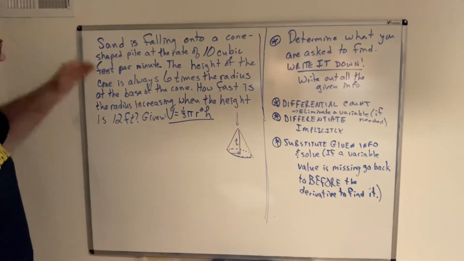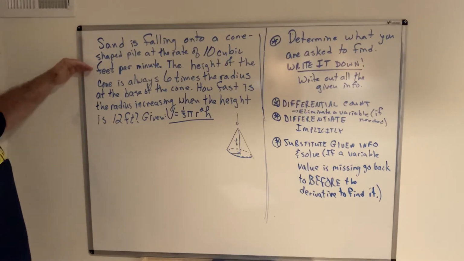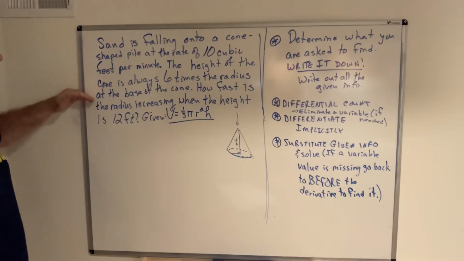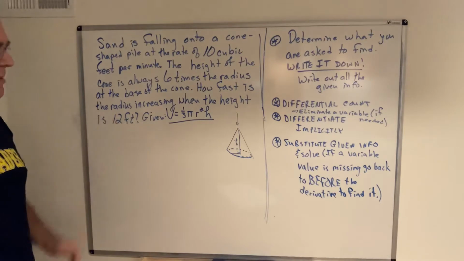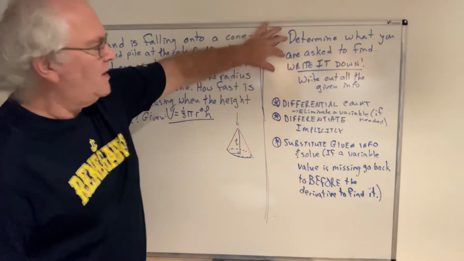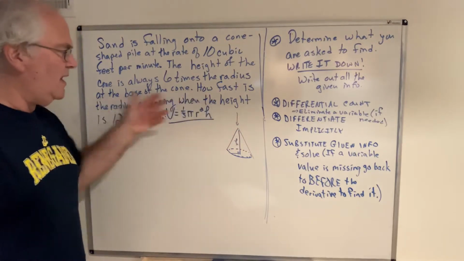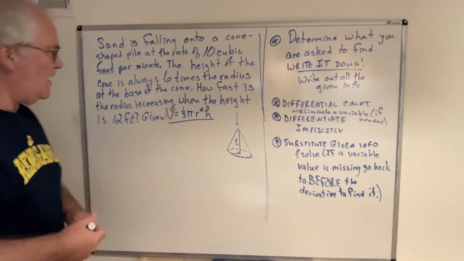If you have not read the problem, there's a really good chance that you won't know what the problem is about. So, sand is falling onto a cone-shaped pile at the rate of 10 cubic feet per minute. The height of the cone is always 6 times the radius at the base of the cone. How fast is the radius increasing when the height is 12 feet? We're given the volume of a cone. Determine what you're asked to find. Usually, not always, but usually somewhere in here, there's a question. That's a good place to look to determine what you're asked to find.